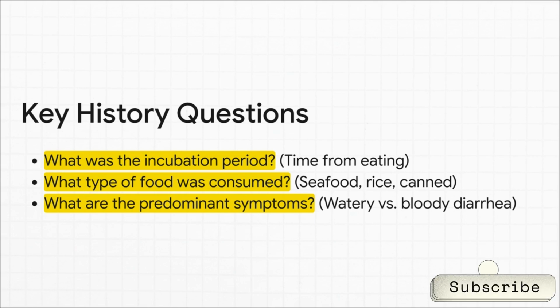Number 1, when did it start? That gives you your all-important incubation period. Number 2, what did you eat? This helps you link it to specific foods. You hear undercooked chicken, you think salmonella. And number 3, what are the symptoms? Especially, is the diarrhea watery or is it bloody? Honestly, the answers to just these 3 questions can pretty much solve the case for you right then and there.